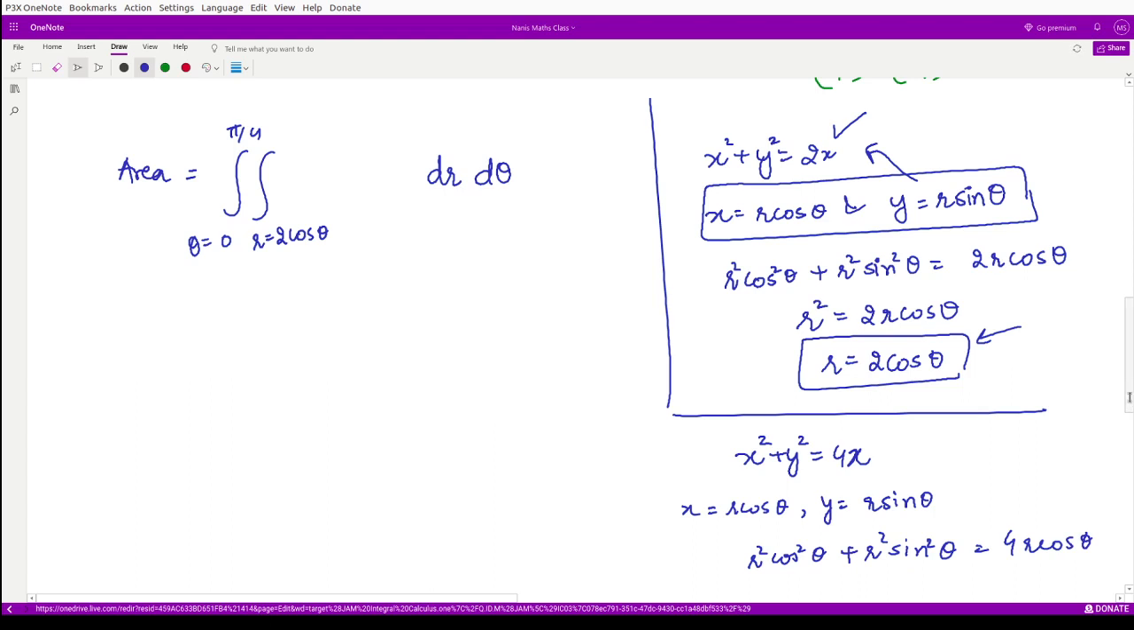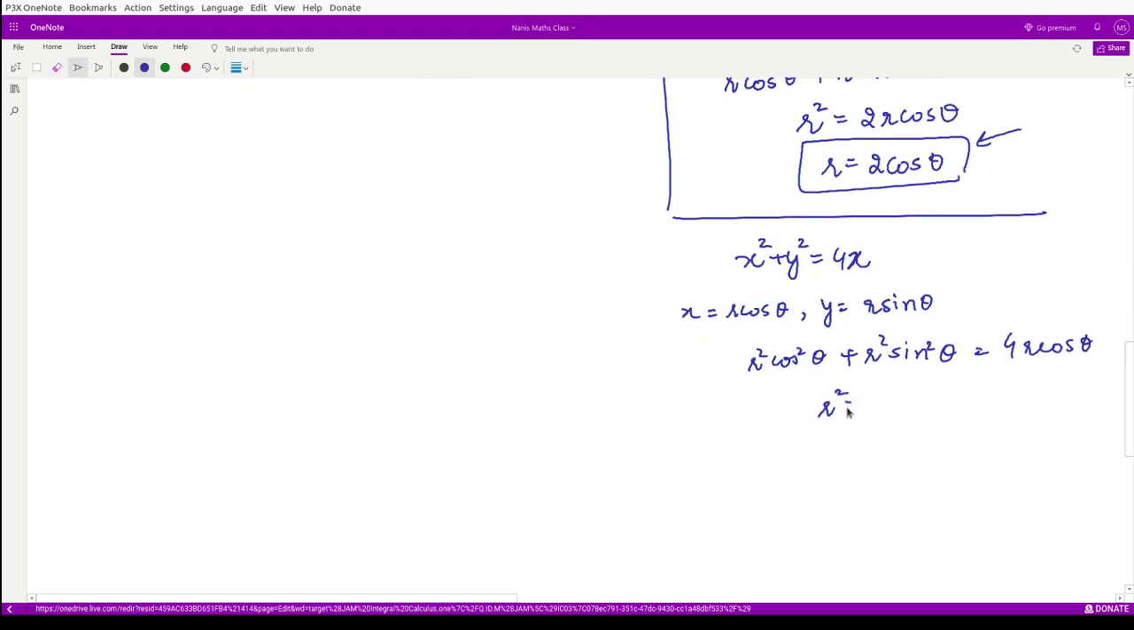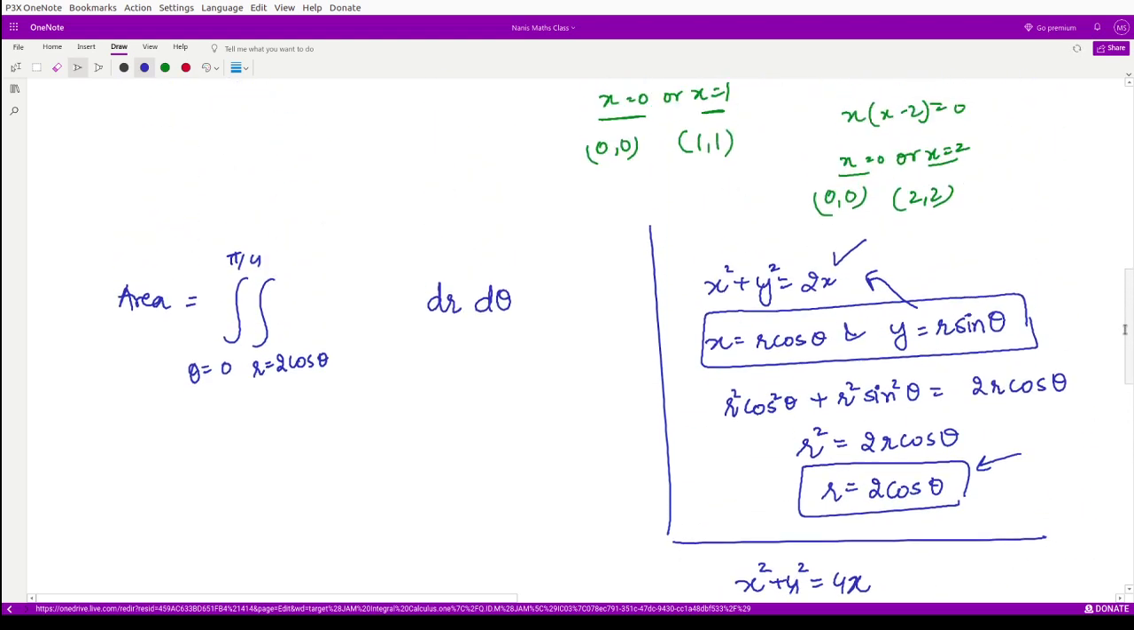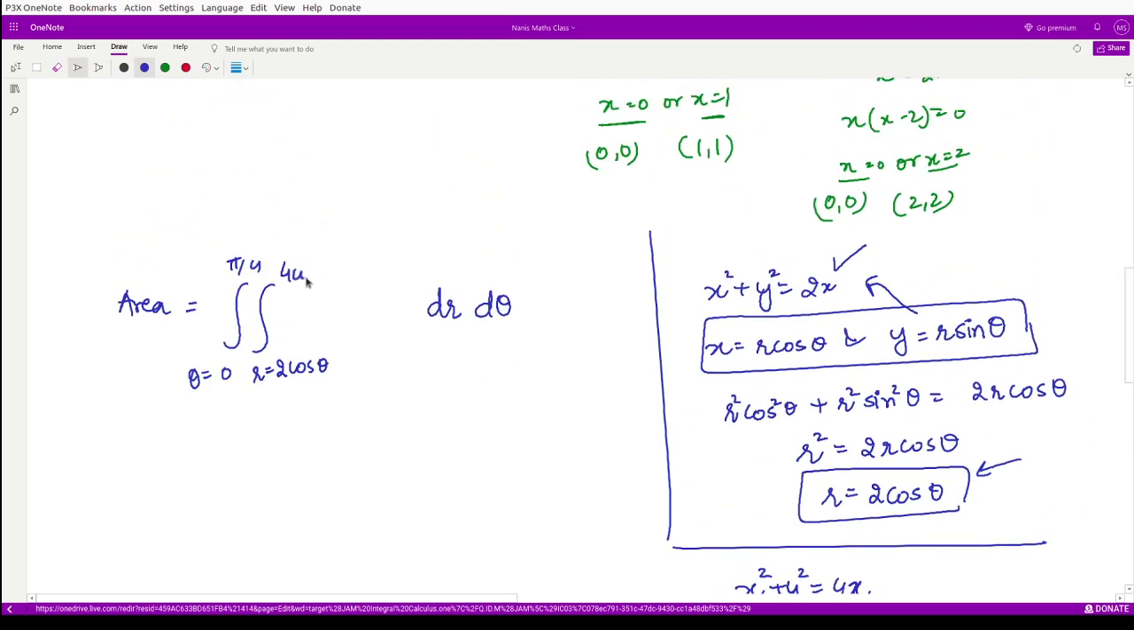So again you can simplify this. When you simplify, you obtain r square is equal to 4r cos theta, so that you obtain r is equal to 4 cos theta. So this is your upper limit that you obtain from here. So we have 4 cos theta here.